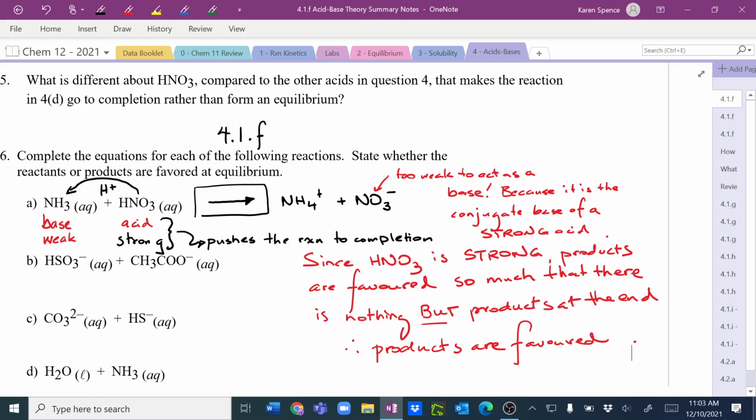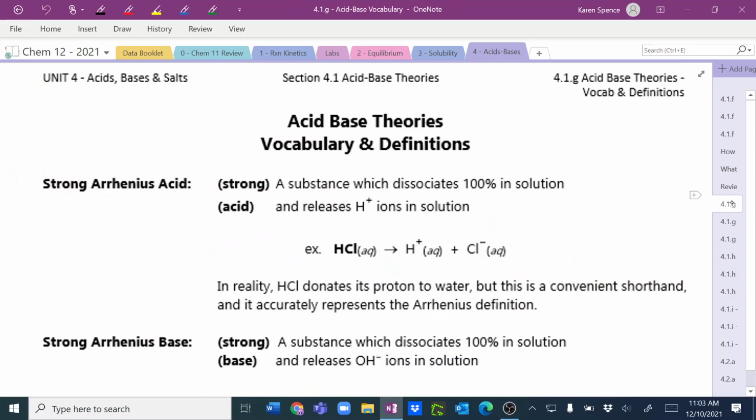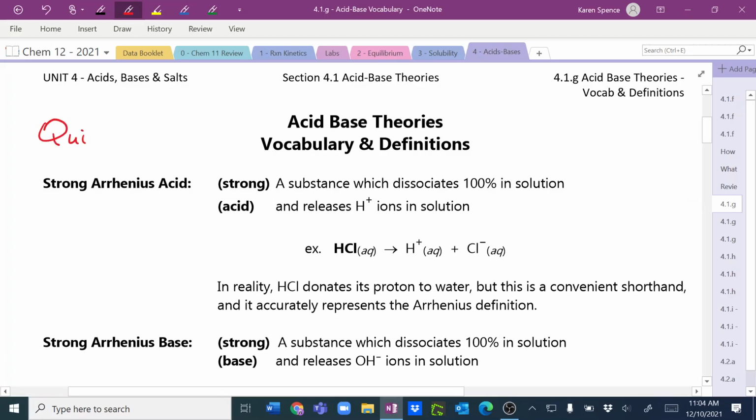4.1G, we're not actually going to go through the whole thing, but what 4.1G is is some vocabulary, okay? And if you've not picked that up yet, there is a new thing in its answer key up there. So on your quiz on Tuesday, this stuff is also on the quiz, in addition to the material in 4.1F.